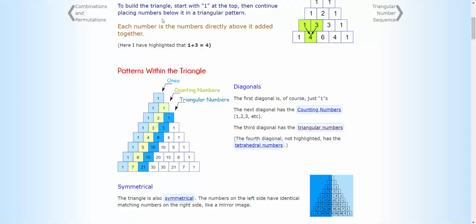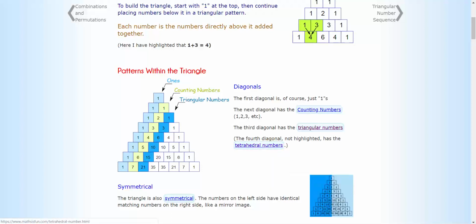Continue placing numbers below it in a triangle pattern. Each number is the numbers directly above it added together. I have highlighted 1 plus 3 equals 4. So this is the diagonal of ones. The next diagonal has the counting numbers, 1, 2, 3, 4, 5, 6, 7. The third diagonal has the triangular numbers. The fourth diagonal, not highlighted, has the tetrahedral numbers. I'm not sure what those are, but yeah.